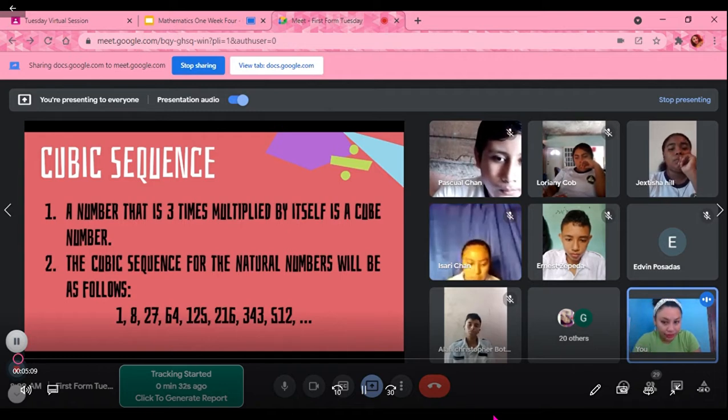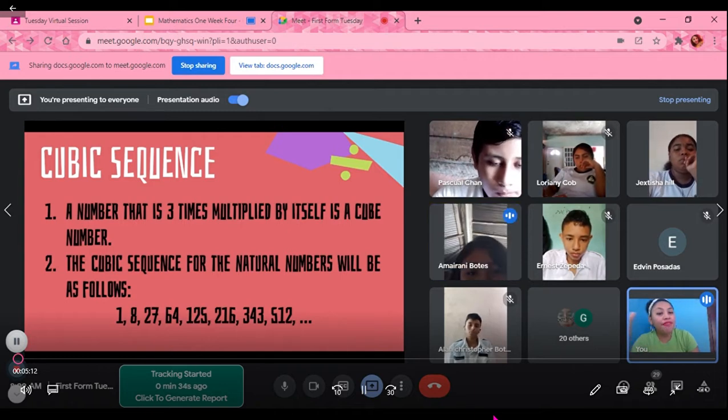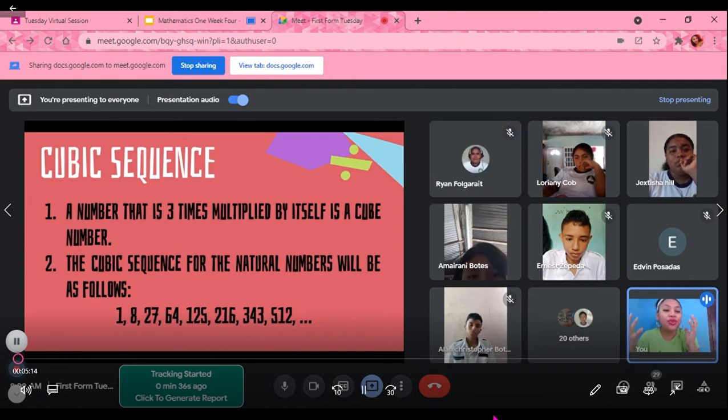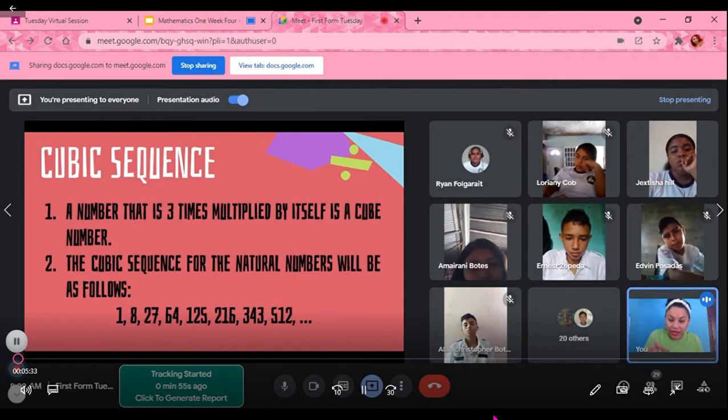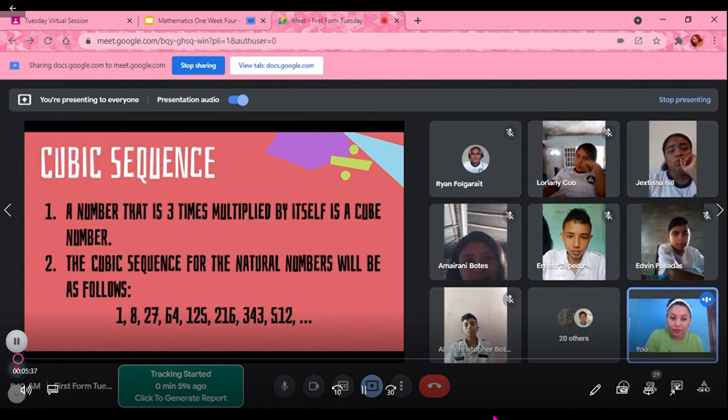Cubic sequence. In the first one, we had square numbers, which are when I multiply a number by itself. Here I have cubic numbers. Now what are cubics? When I multiply 1 times 1 times 1, 3 times. 2 times 2 times 2, 3 times. 3 times 3 times 3, 4 times 4 times 4. This is what we call the cubic sequence.